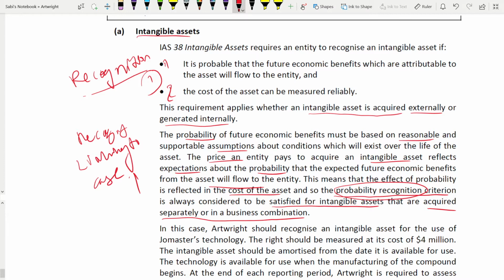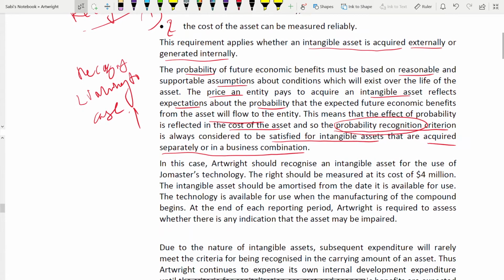Because there will be cost, no? You will know the cost, that this is the amount that I have to pay to get this asset. So in that cost they have already reflected the effect of probability. Understood? So you pay, you get it, and benefit comes to you. So that's why you are going to recognize it in these two conditions, either acquiring separately or in a business combination. Okay?